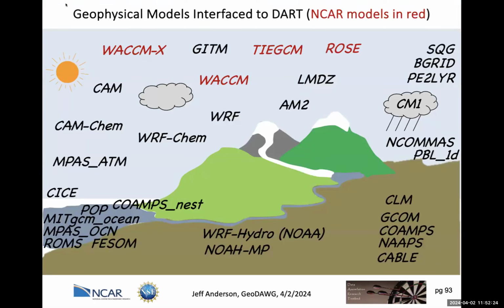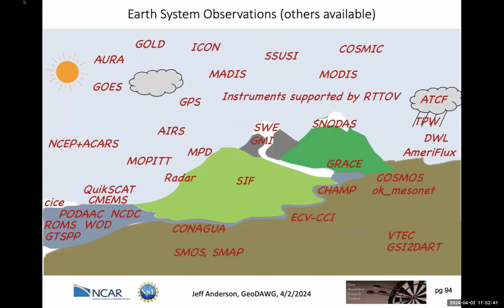Dart works with several dozen large geoscience models. I've highlighted models that may be of interest to some of you here. I guess GITM should have been highlighted too, but WACCM-X, WACCM, TIEGCM, and ROSE are all models that have been used with Dart. Dart works with a very wide range of observing systems. Many of them have been used in the upper atmosphere.